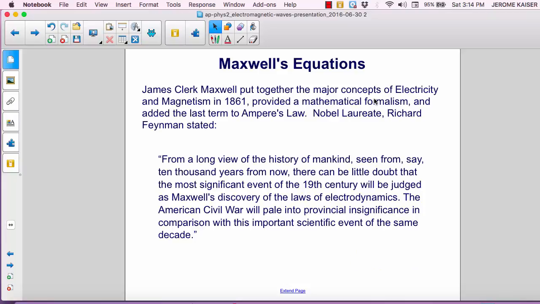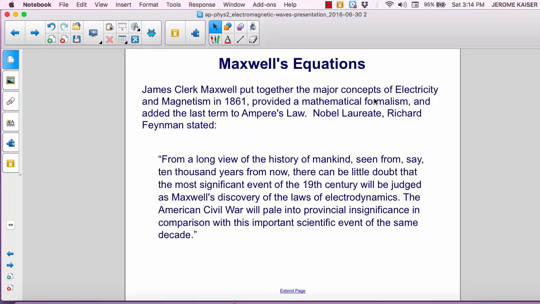Maxwell's equations. James Clerk Maxwell put together the major concepts of electricity and magnetism in 1861. He provided a mathematical formalism, and he added the last term to Ampere's law.